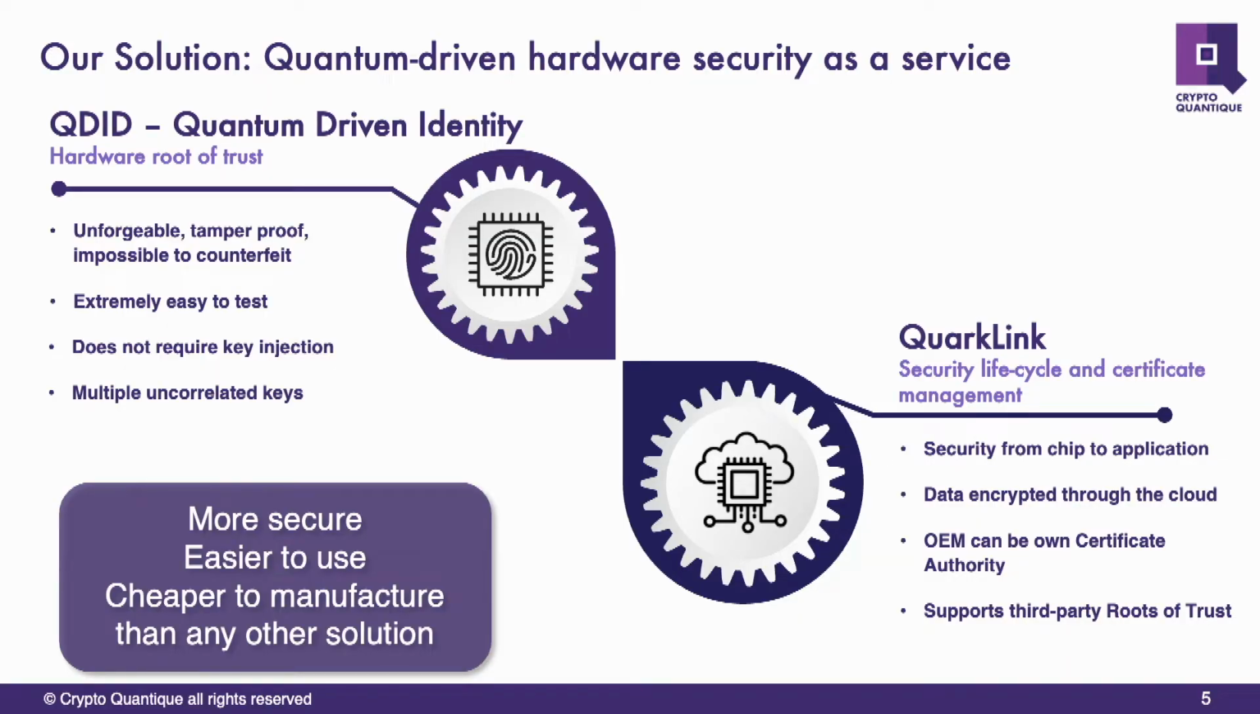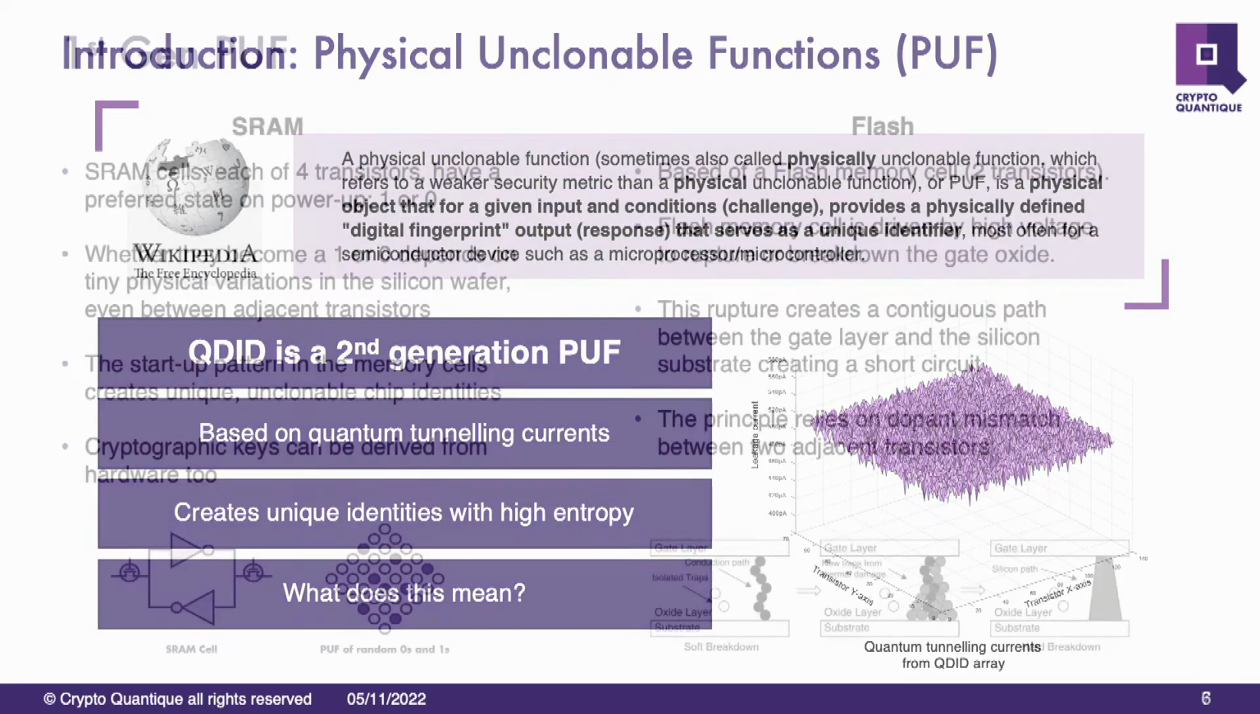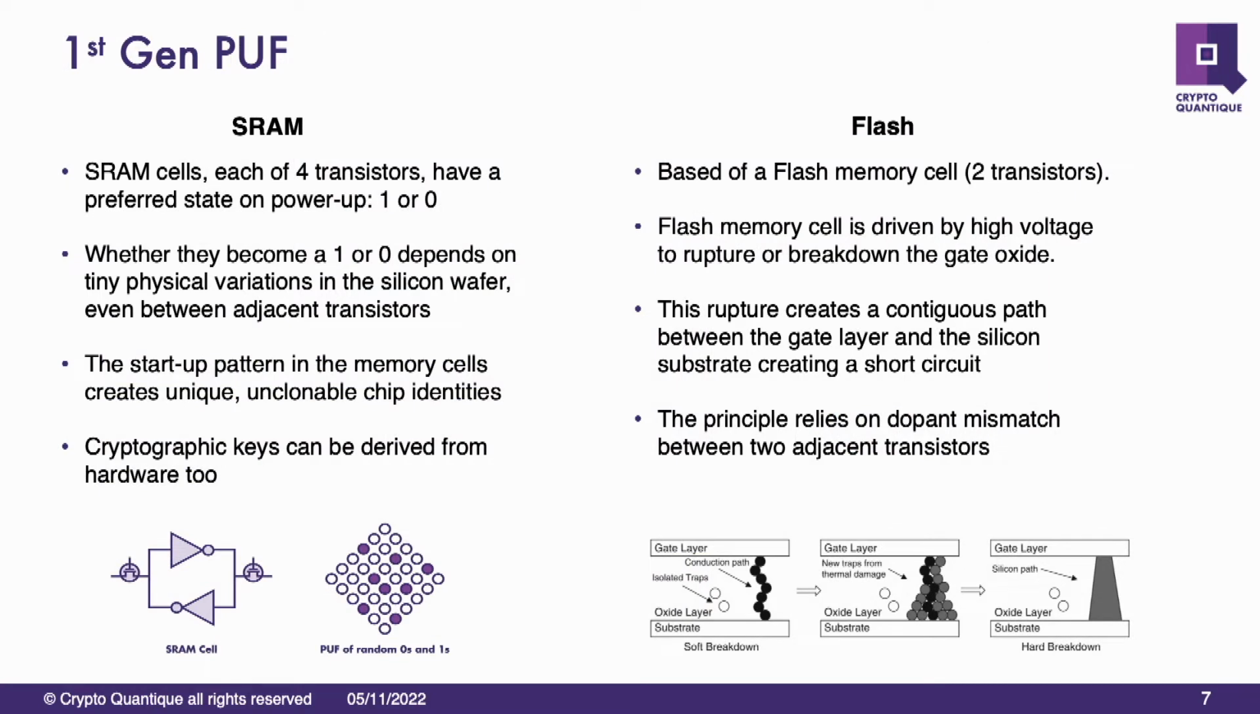I just wanted to talk to you a little about first-generation PUFs. I mentioned these SRAM PUFs and Flash-based PUFs. These were developed some time ago, when it was seen that you could take peripherals currently available in microcontrollers, such as SRAM and Flash, and use those to generate random numbers.